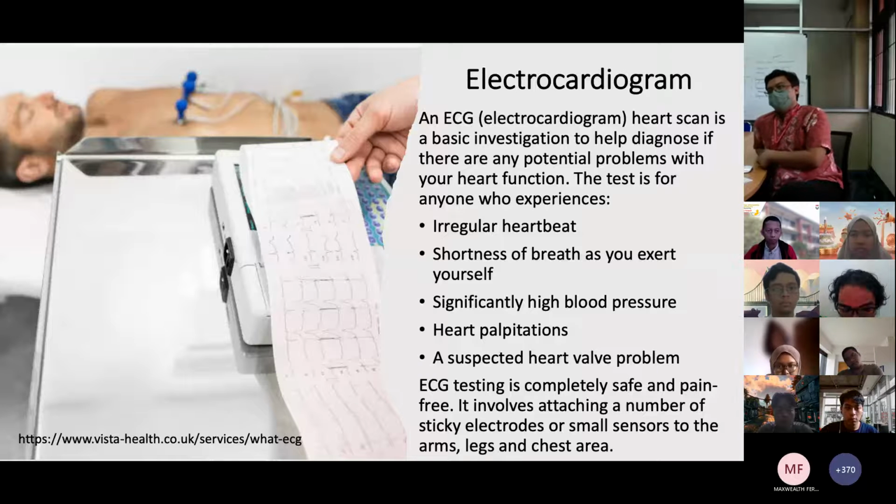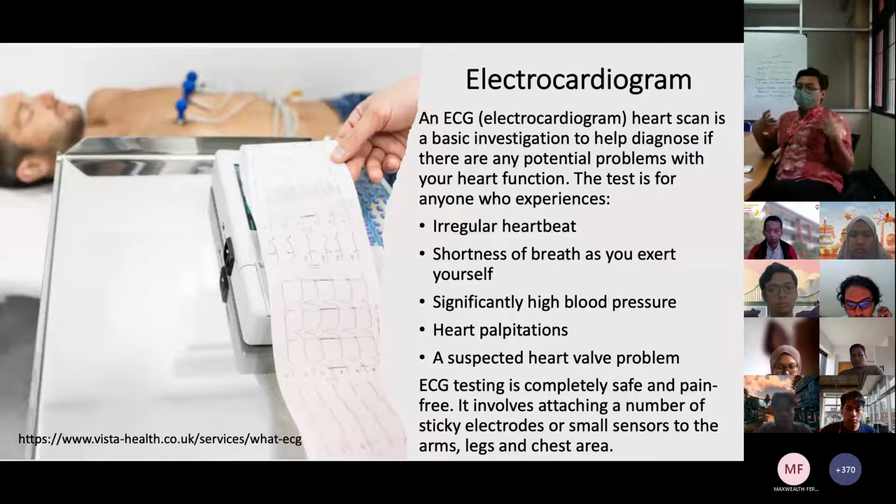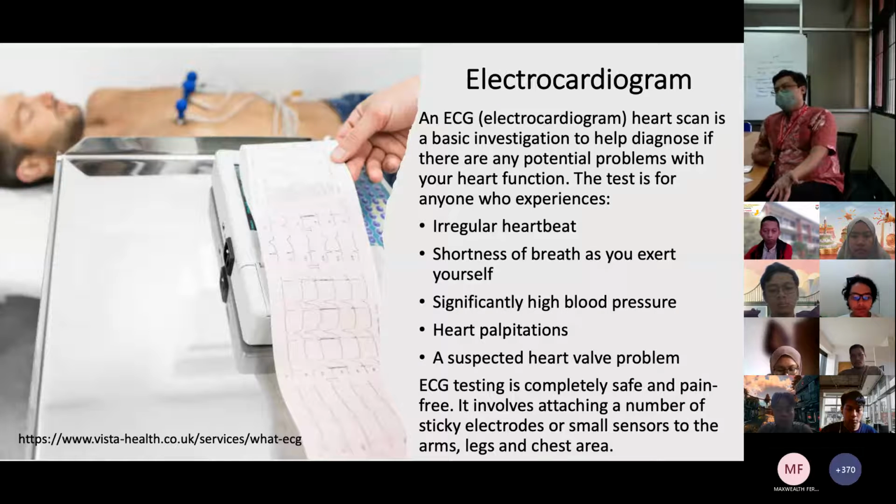Another symptom, besides irregular heartbeat, is shortness of breath, okay, as you experience yourself. For instance, if it is difficult to breathe, maybe there is a problem with your lung or maybe your heart, so then you need to check, okay. Or significantly high blood pressure. If you have very high blood pressure, then you also need to check what the problem is with your body.